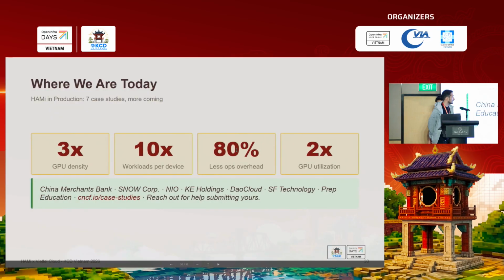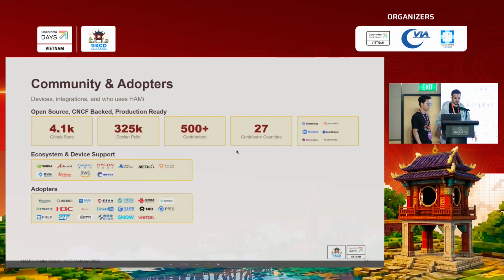So real quick, where we are today: we have 7 case studies on the CNCF website right now. You can go check them out, along with different metrics like GPU density, workloads per device, and fewer ops, depending on what people are looking into. The GitHub stars is actually more, probably 5,000 according to the Linux Foundation. You can use it with Volcano, Koordinator, and Kai Scheduler is also integrated, like device support. There are a lot more adopters than we have here.